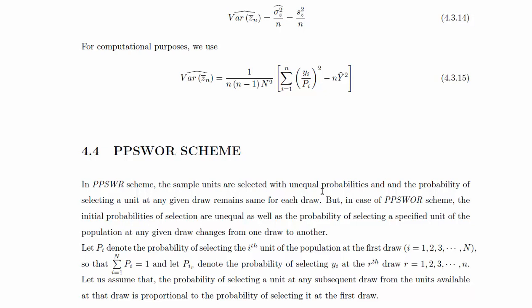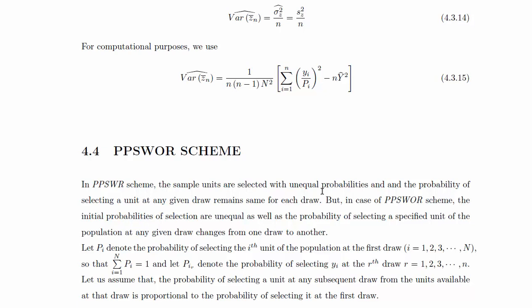Now in the with replacement sampling scheme, since we are replacing the units in the population before any given draw, the total number of units remains the same in all the draws, which makes the PPS with replacement scheme a little bit easier.